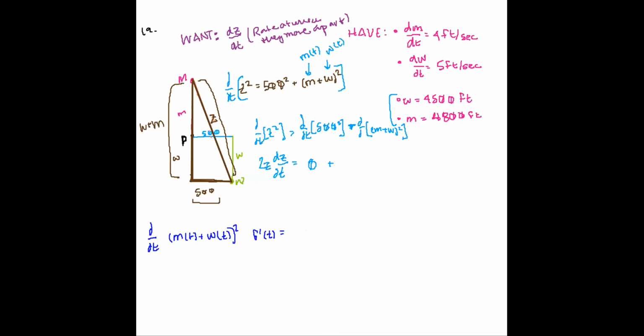Let me write this. T plus. Just think about it like this. So now we don't have that square. Oh, just dm dt plus dw dt. Exactly. Okay.